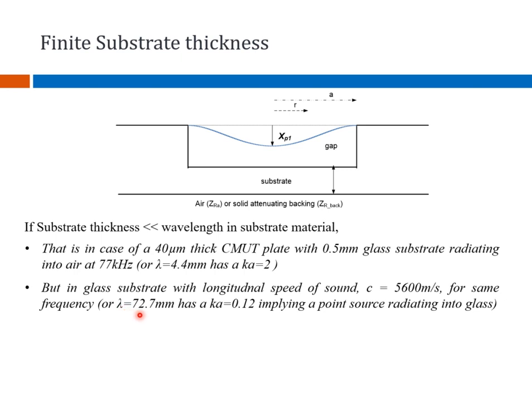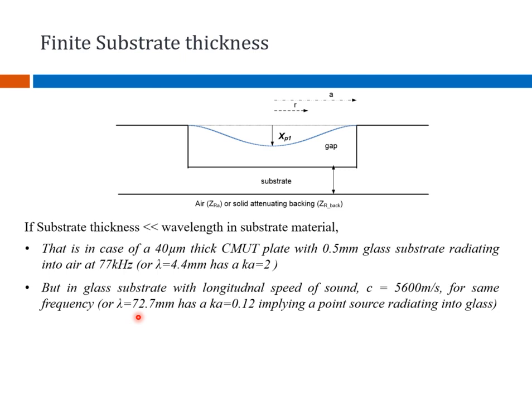But what happens at the backing is that at the same frequency, the wavelength is like 16, 17 times more than what you have in the front. So it's like 72.7 mm in the backing, and that corresponds to a K of 0.12, which implies a point source radiating into the glass. So it becomes like it is radiating at DC. The frequency is much lower, the wavelength is much higher, and the wave number is lower because the wavelength is high.